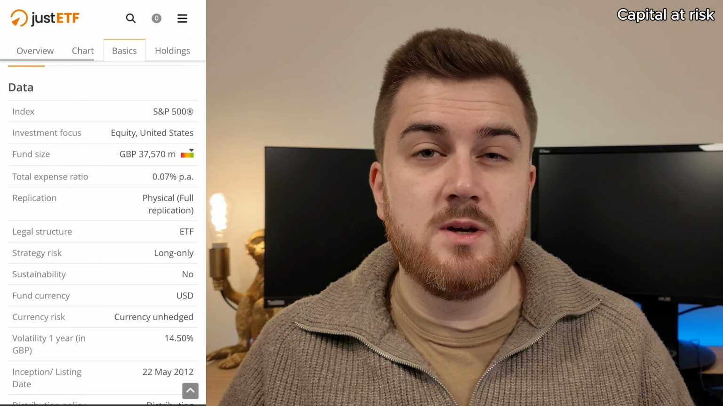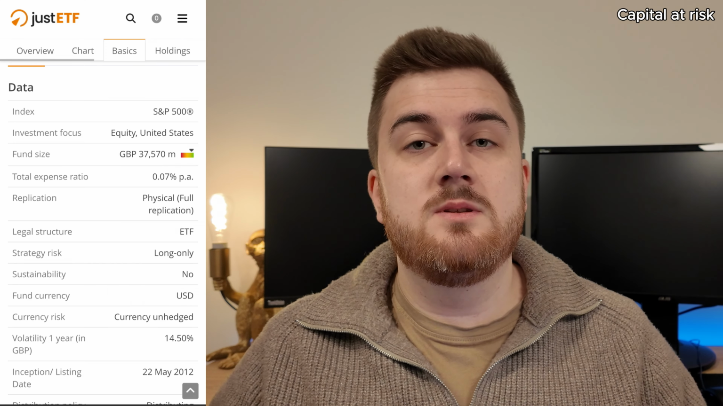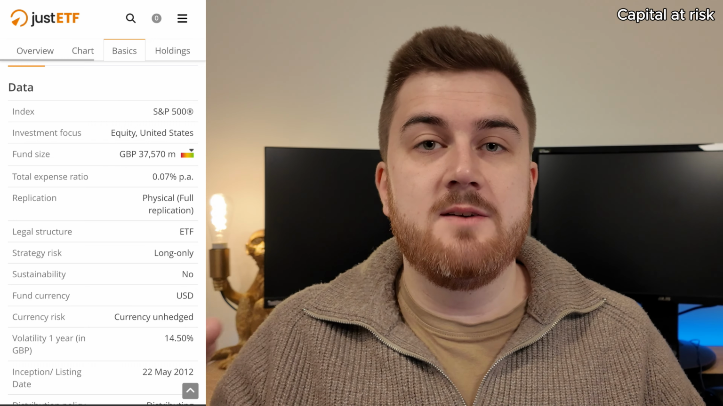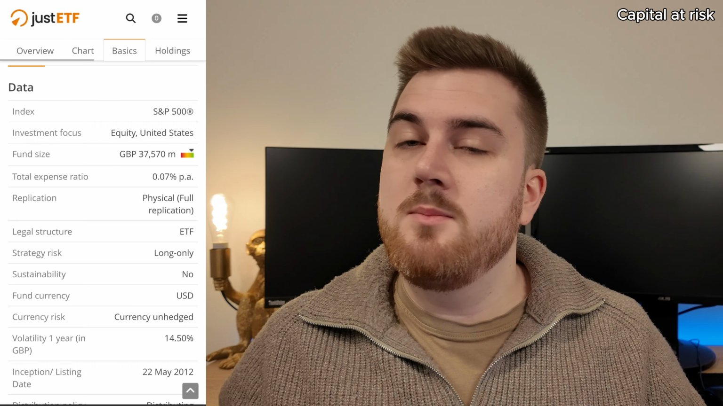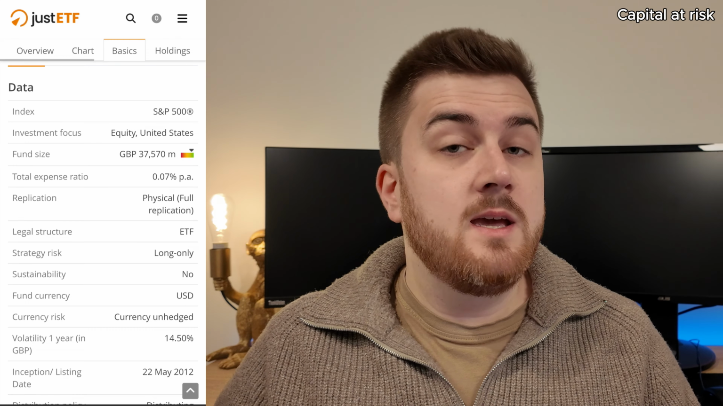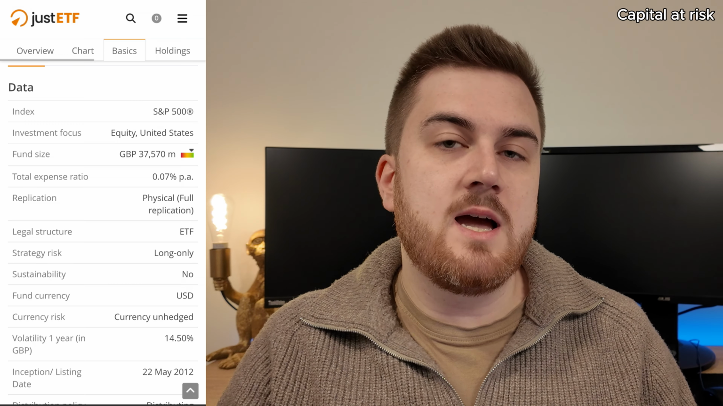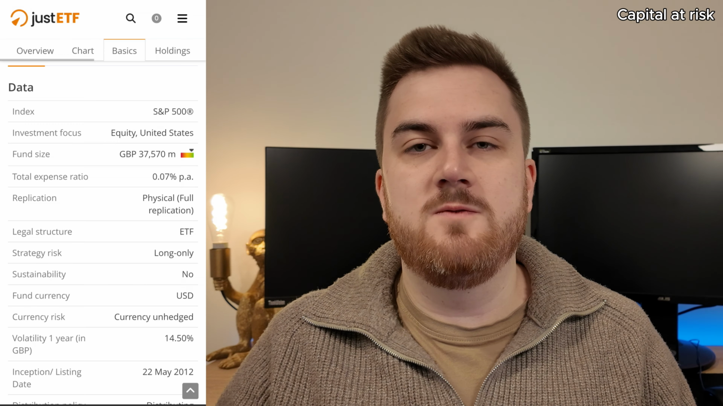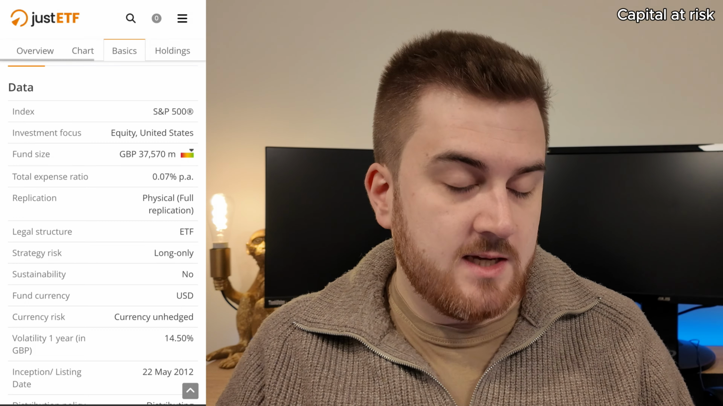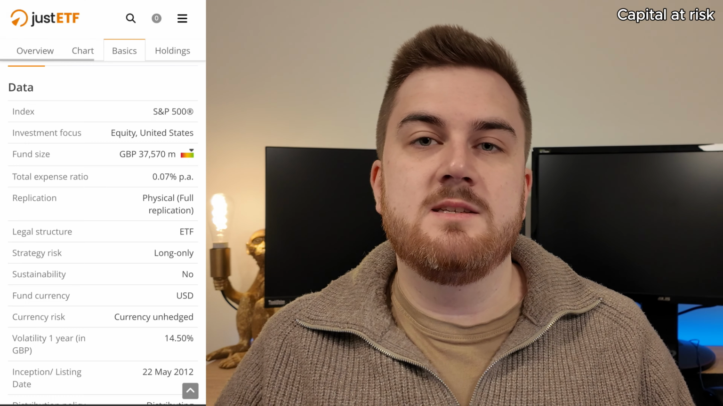You have the investment focus. This is basically just the category of the ETF. Fund size. This is the total assets under management within the fund, the total size of the fund. All the shares together, that is the fund size. What you've got to remember with this is that on Just ETF it isn't the most accurate up-to-date figure. It's quite accurate, but it's not updated daily or monthly, I don't even think so. For the most accurate fund size, I always check the fund provider website because they usually update the fund size daily, if not weekly. Next up, total expense ratio. This is an estimate of the annual fee of investing in this ETF.